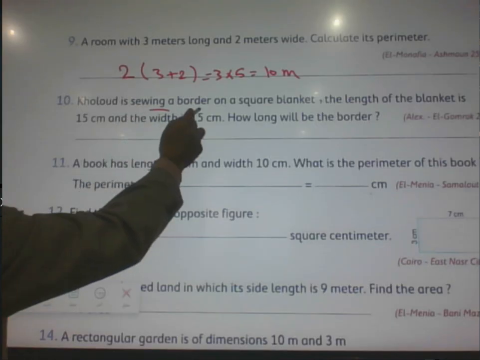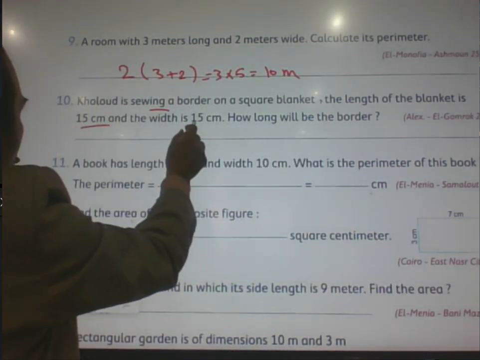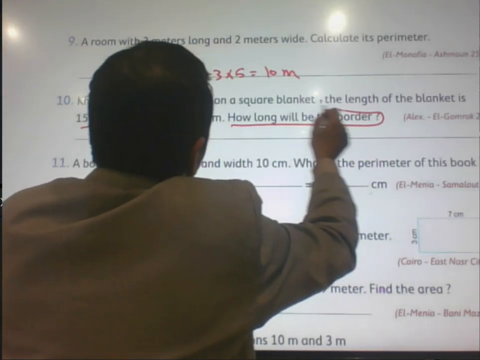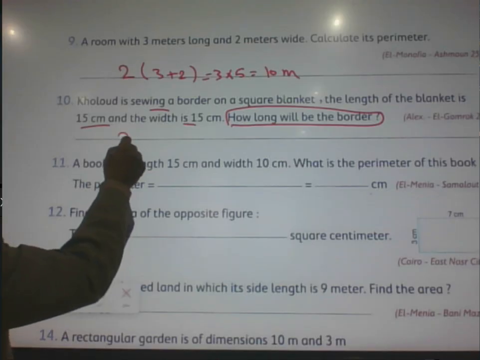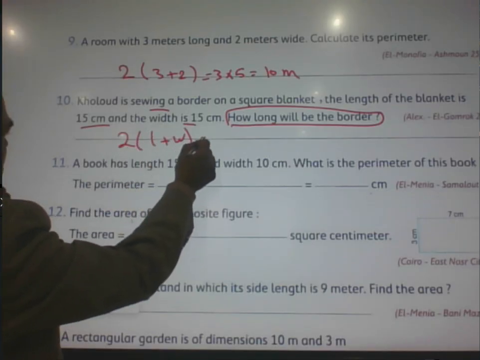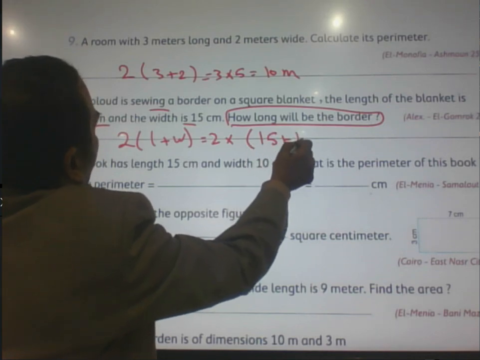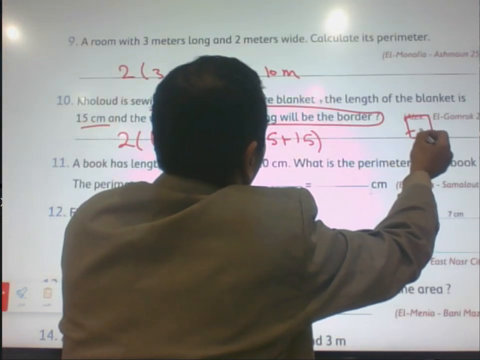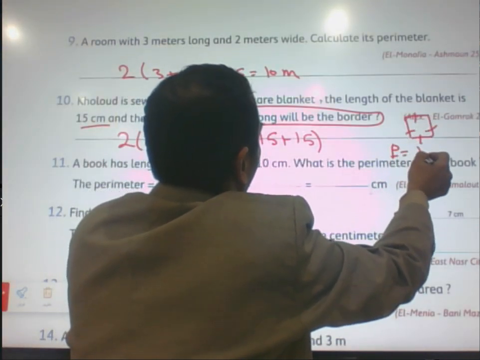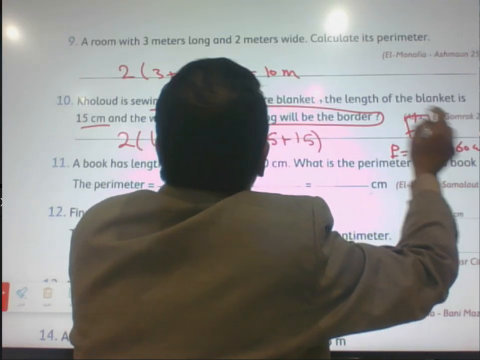Khulud is sewing a border on a square blanket. The length of the blanket is 15 centimeters and the width 15. How long is the border? It means what is the perimeter? He asked here about the perimeter. We can use twice the sum of length and width. The length here was 15 and the width also was 15. The 2 dimensions are equal, so it will be a square. In the perimeter, you can write this rule directly: 4 times 15 equals 60 centimeters.